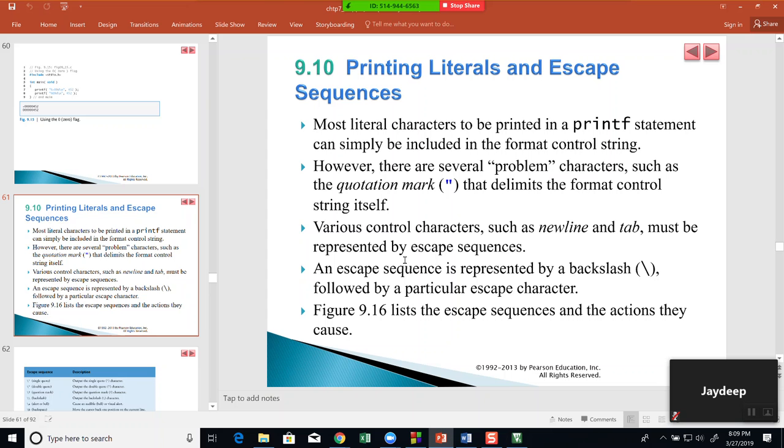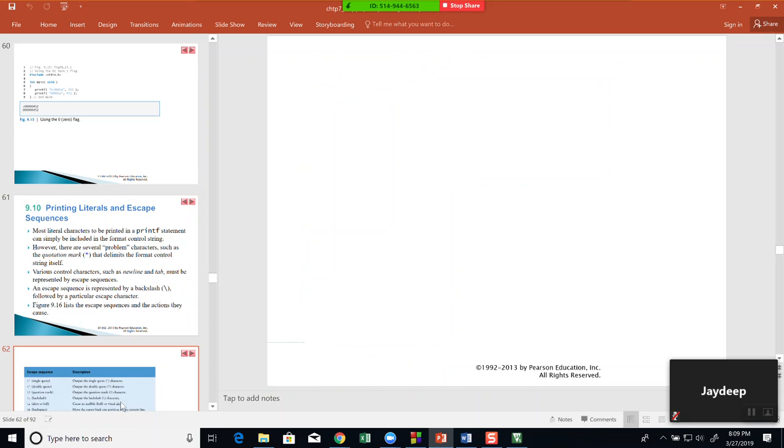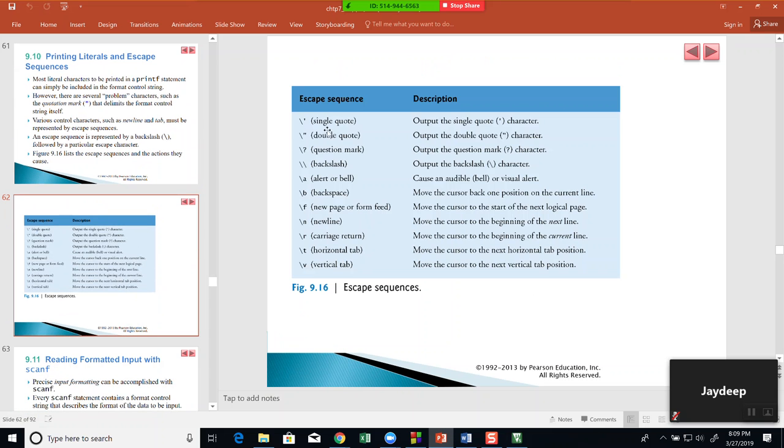Again, this is talking about some of the escape sequences, how to print quotation marks. To print a single quote, you do slash single quote. To print a double quote, you do slash double quote. To do your audible bell, you do your slash A. We looked at that last time, or the time before. New page or form feed. Slash n is new line. We saw that. Carriage return: move the cursor to the beginning of the current line. That's kind of a weird one.